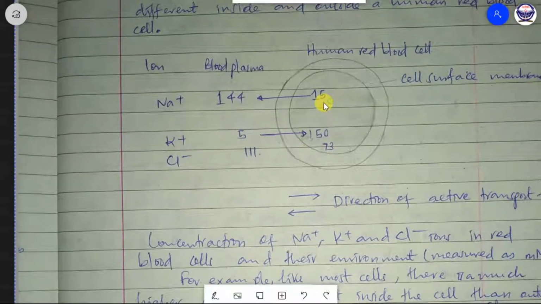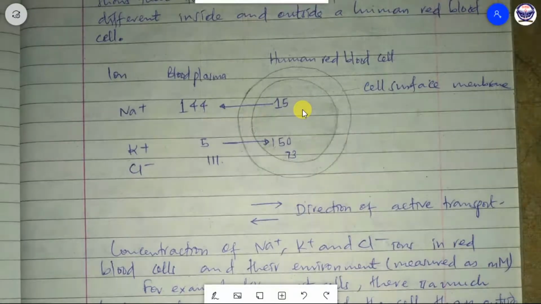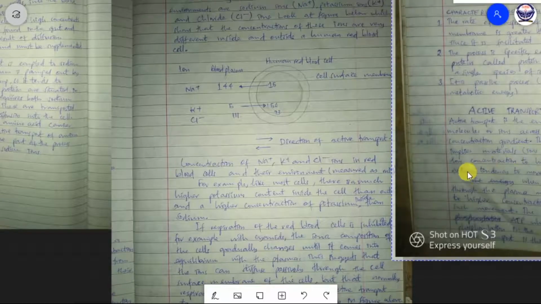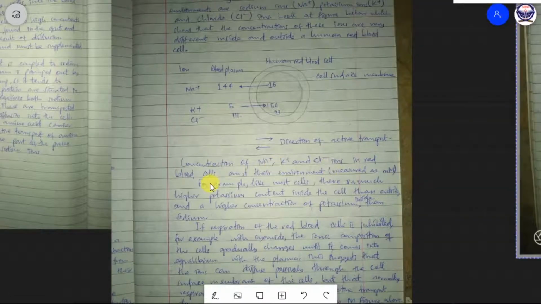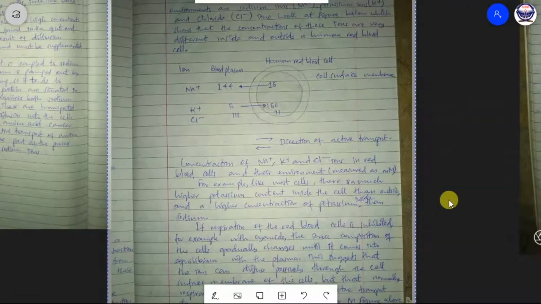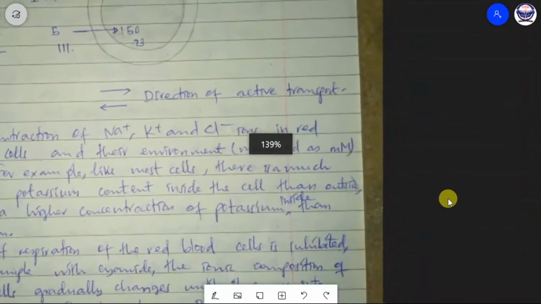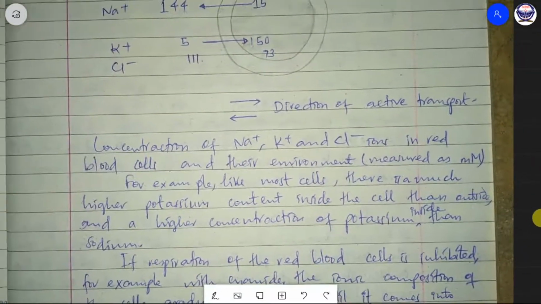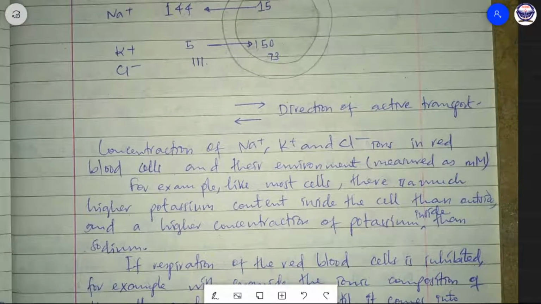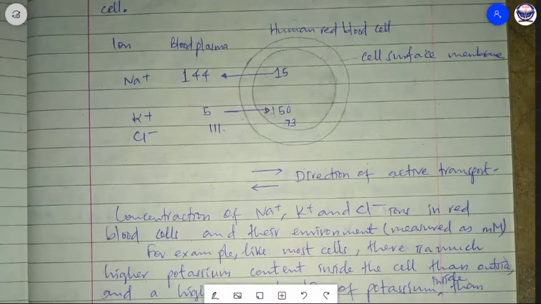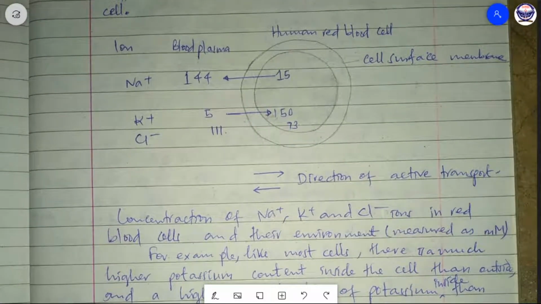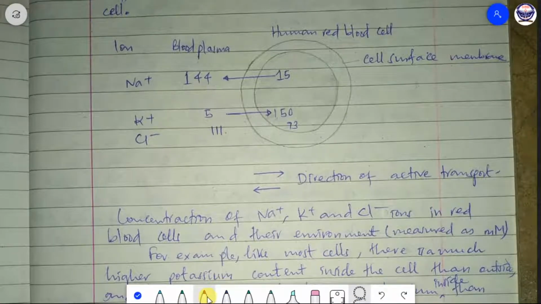That is active transport of sodium ions. But active transport of potassium ions is from inside to outside. This is done by the pump known as the sodium potassium pump. The role of the sodium potassium pump is that it tends to pump sodium into the cell and potassium outside of the cell. The sodium potassium pump is located at the cell surface membrane.